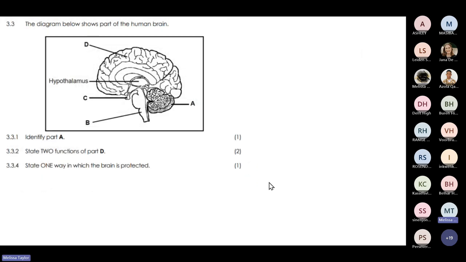Now I want you to skip a few questions and I want you to turn to question 3.3 because this question also refers to just the brain. And I'm going to just give you 2 minutes to answer this one because it's only 4 marks. Okay, so question 3.3. And I'll give you 2 minutes to try those ones.